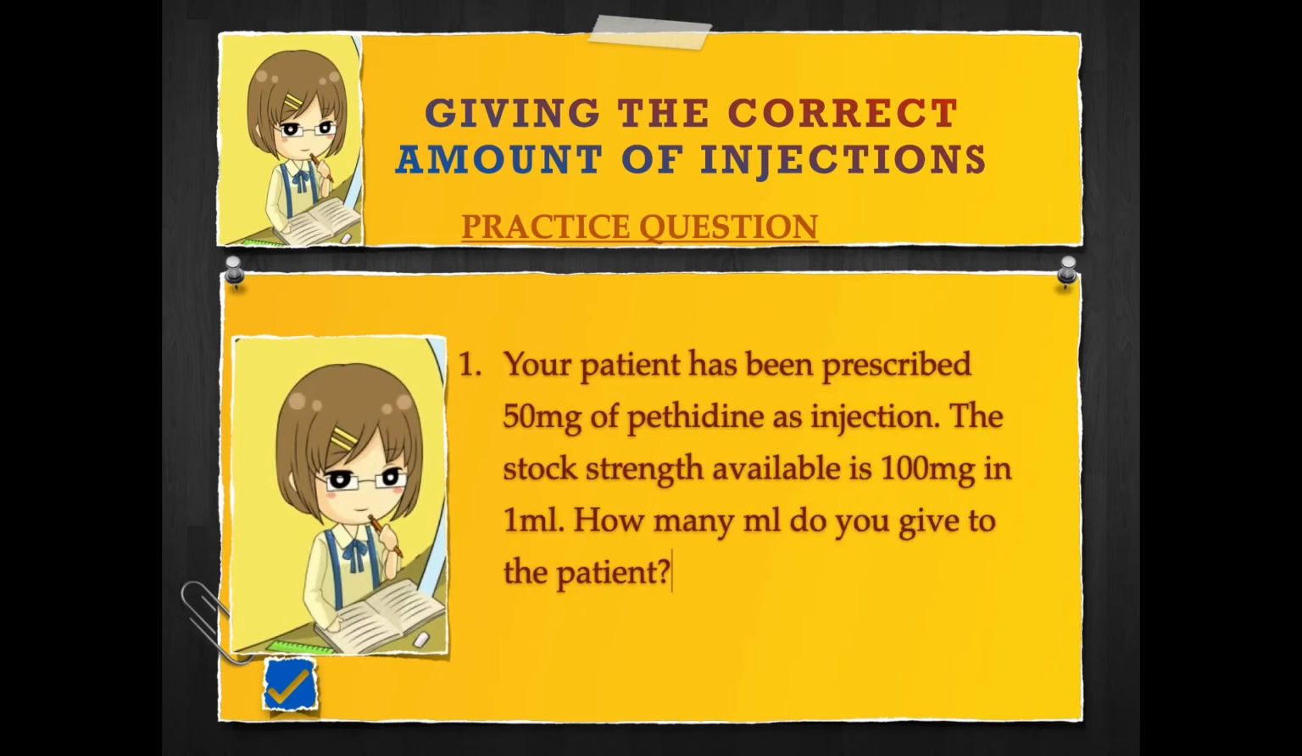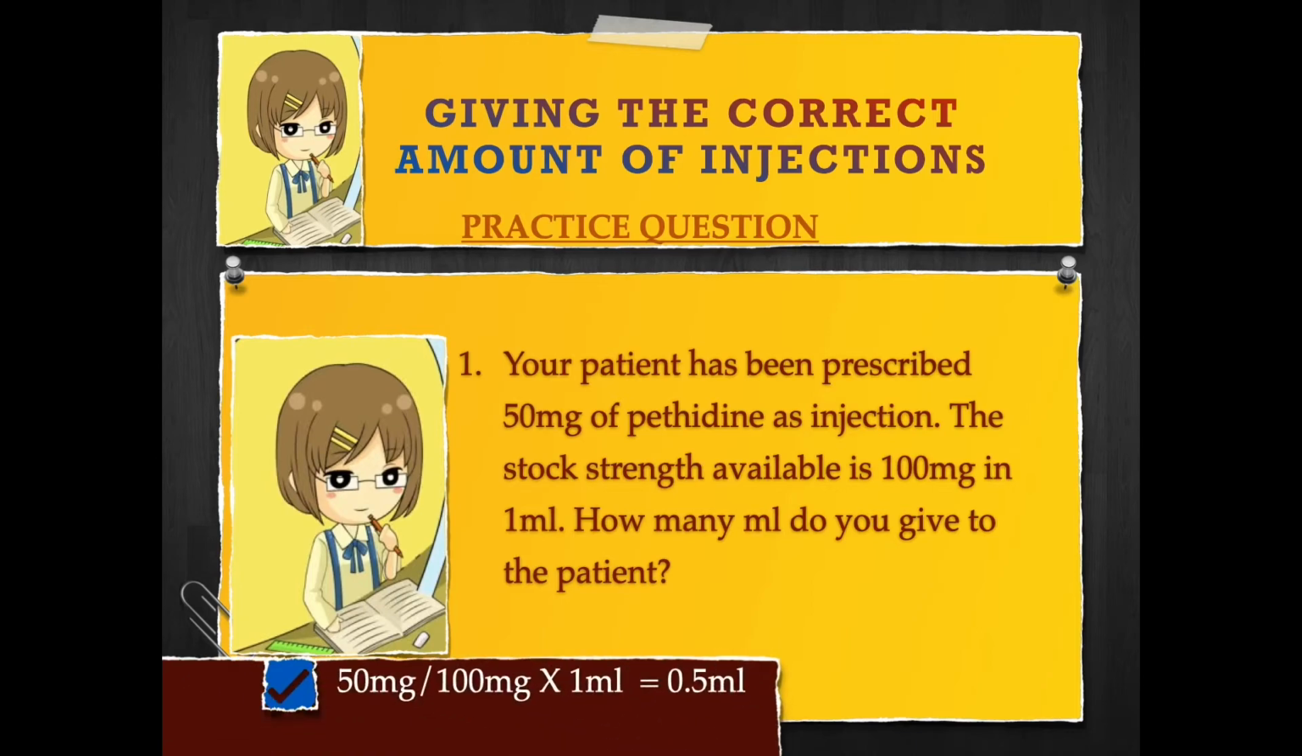Your patient has been prescribed 50 milligram of pethidine as injection. The stock strength available is 100 milligram in 1 ml. How many ml do you give to the patient? This is a simple question. So the dose which is prescribed is 50 milligram divided by the stock strength which is 100 milligram into the volume which is 1 ml. So the dose we have to give via injection is 0.5 ml.